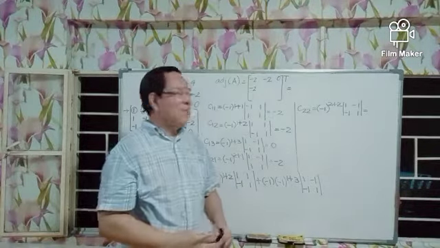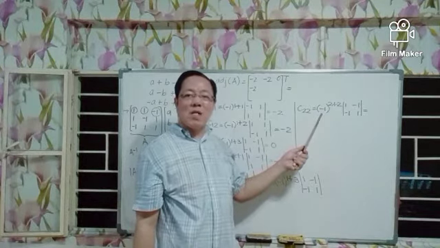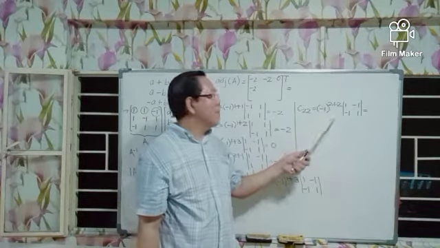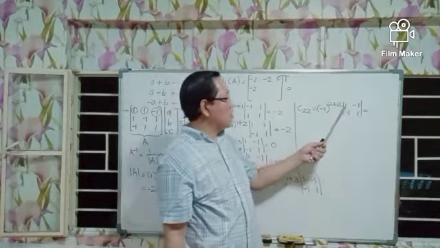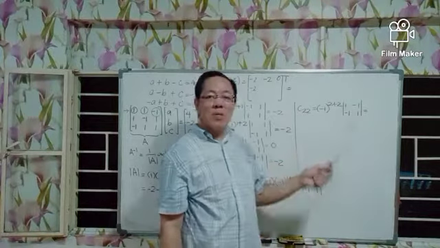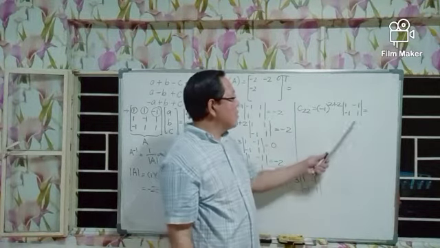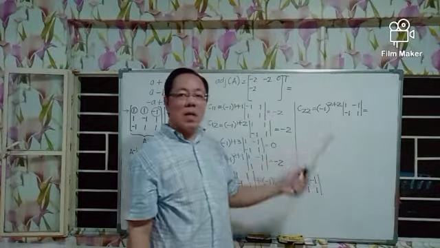Again, we simplify. Negative 1 raised to 2 plus 2 is negative 1 raised to 4. That's 1. Multiply by this determinant of order 2. 1 times 1 is 1. Minus negative 1 times negative 1 is positive 1. You get 1 minus 1 is 0. Multiply by 1 is 0.